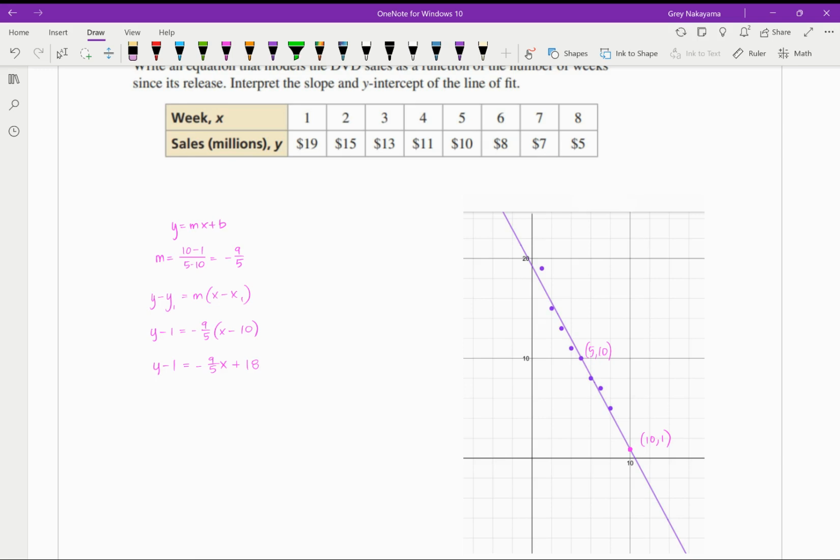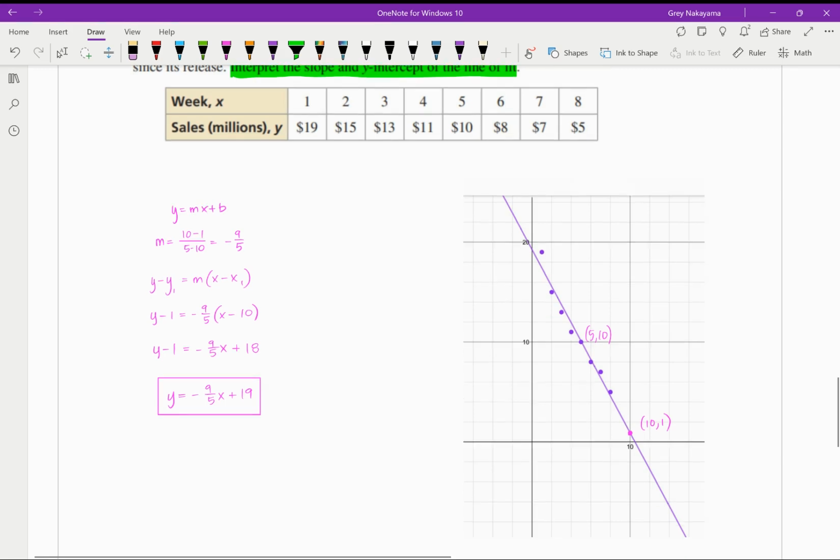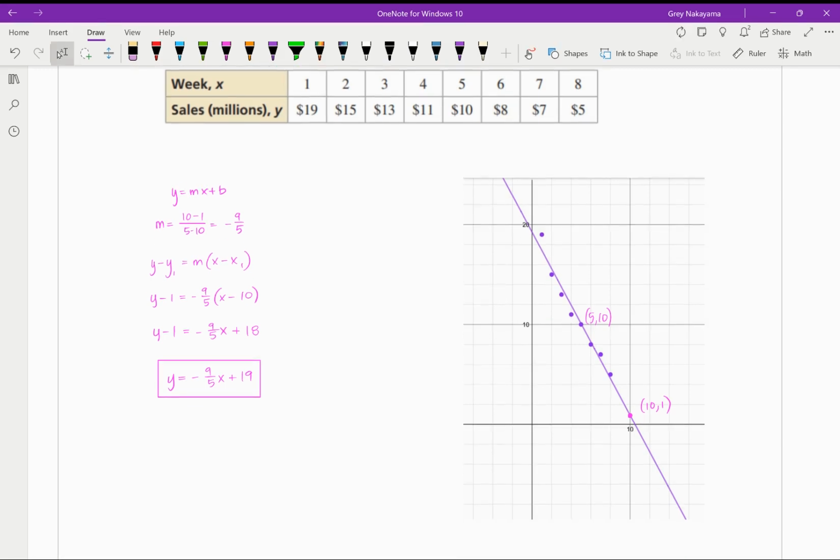And to bring it all over to y equals, so that I can answer this last question of interpreting the slope and the y-intercept, I'm going to say that y equals negative 9/5 x plus 19. So when we interpret it, the slope tells us, remember from our graph that x represents the weeks and y represents the sales in millions. To interpret that slope of rise over run, we can say that sales are decreasing at a rate of about 9 million for every 5 weeks. Sales are decreasing by approximately 9 million every 5 weeks.